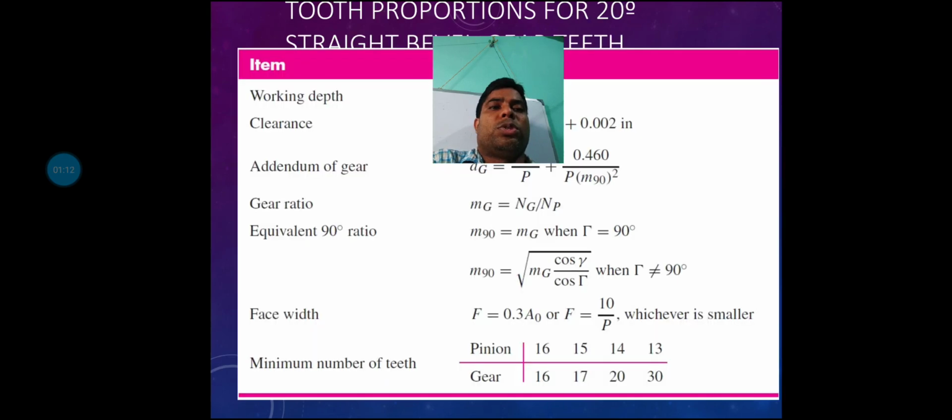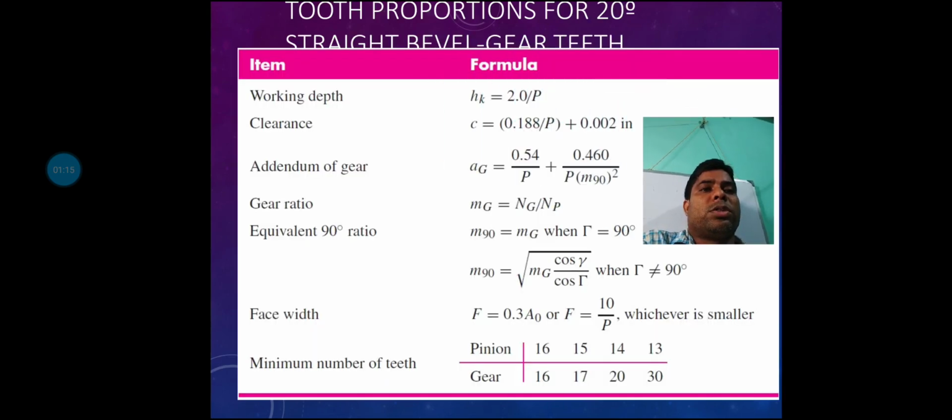Before starting the gear train, we will discuss some remaining part of the last day's class, that is the tooth properties for 20 degree straight bevel gear teeth. Some equations will be there, and you have to remember them to solve any type of problem. Suppose some items I already discussed in the last classes, like the working depth, clearance, addendum, gear ratio, the 90-degree gear ratio, face width, and minimum number of teeth.